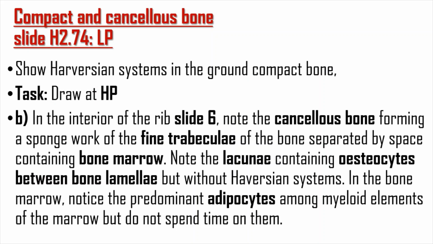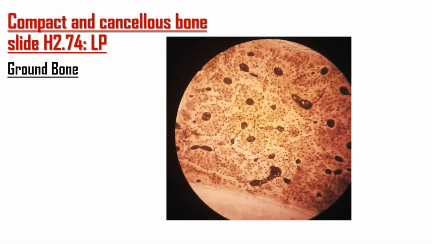So at high power, so this is low power compact bone. Now, in this compact bone, the connective tissue and the excess cells have been removed so that the Haversian systems can be shown very clearly. When you remove the connective tissue and the cells so that the Haversian systems can be seen very clearly, this bone is known as ground bone. So compact bone that has very clear Haversian systems, where the cells and the connective tissue have been removed, is what we call ground bone. So, low power ground bone.